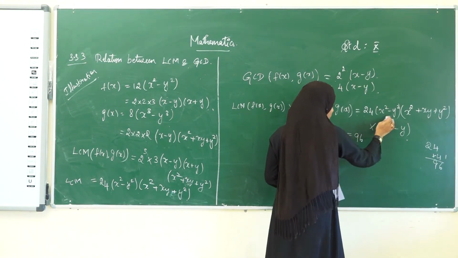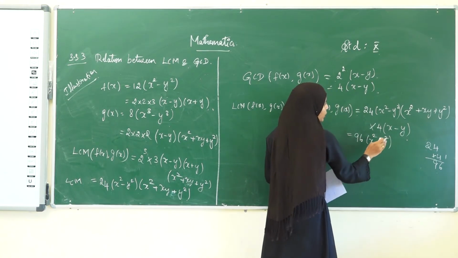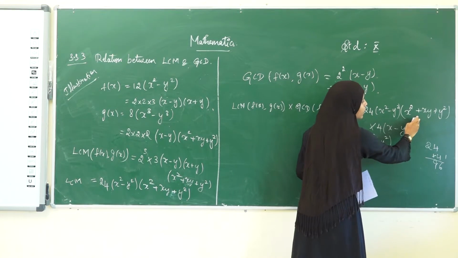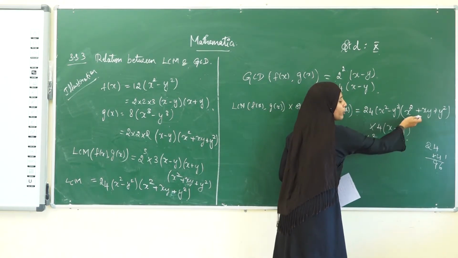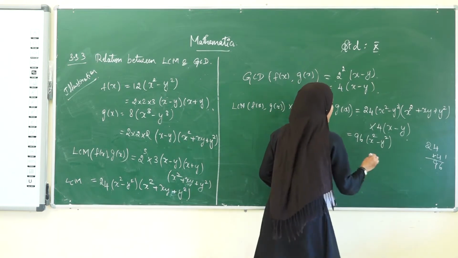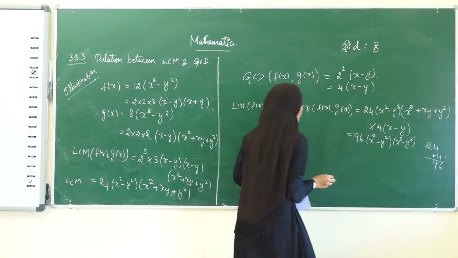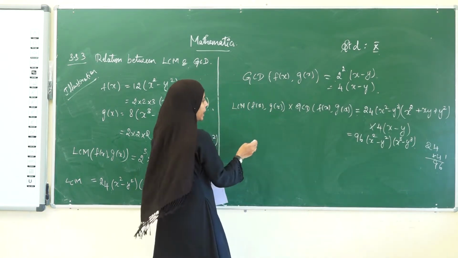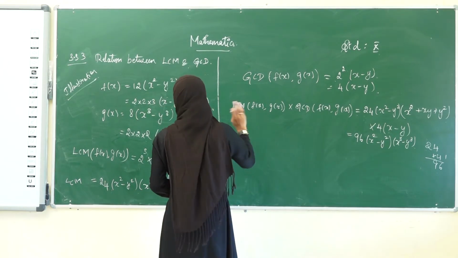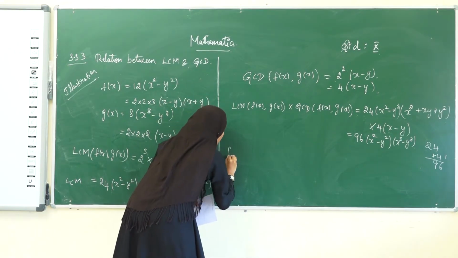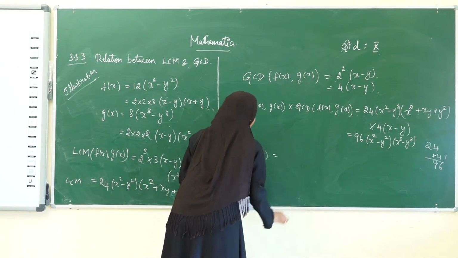x square minus y square we can keep as it is, into, see, here we have x minus y and this term x square plus xy plus y square. This is the formula for a cube minus b cube. Therefore x cube minus y cube. Okay, we have found the multiplication of LCM and GCD. Now let us multiply the given polynomials f of x into g of x and see what value we get.